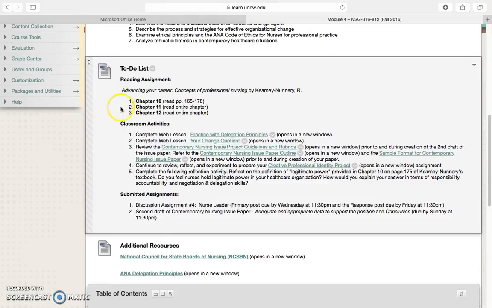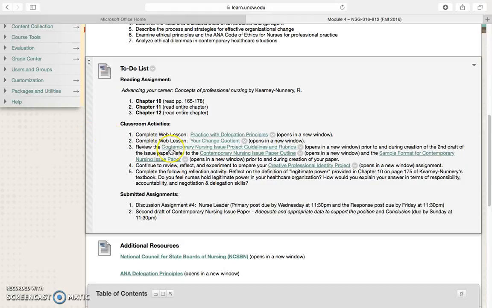So this week you do have a few chapters to read in your course textbook. We'd also like for you to complete a couple of web lessons here on practice with delegation principles and then a web lesson on change quotient. Now, here in number 3, we did attach the rubric again for the Contemporary Nursing Issue Project, as well as the Contemporary Nursing Issue Paper Outline and the sample format for the Contemporary Nursing Issue Paper.